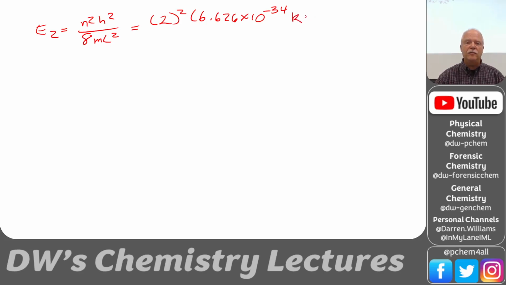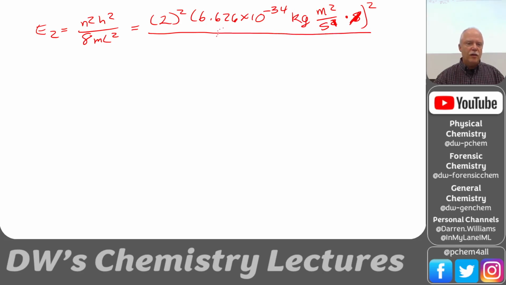So let's go kilograms meters squared per second squared, and it's Planck's constant, so that's the joule part, and it's times second. And that whole thing is squared. We're going to take this second and cancel that with this exponent. So we've gotten rid of this times second, so it's kilogram meter squared per second for Planck's constant. Let's divide this whole thing by 8, and that's times the mass of the electron, times 10 to the negative 31 kilograms.